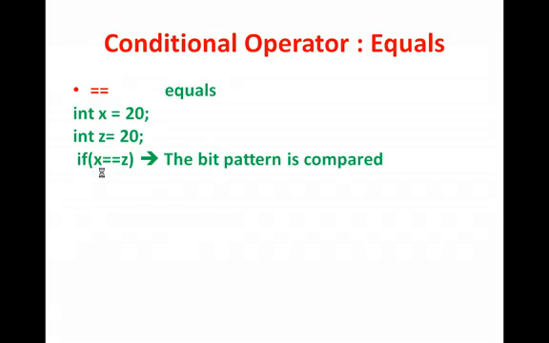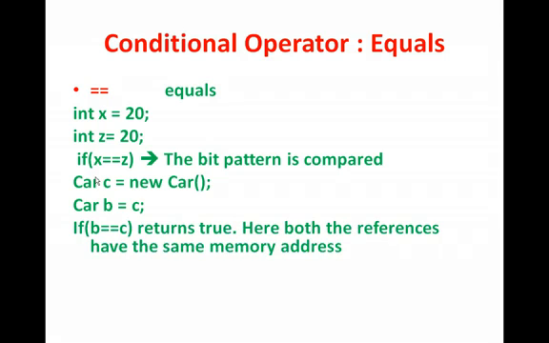Say I have declared int x is equal to 20 here and int z is equal to 20, and I'm using equals operator here. So this will compare the bit pattern that is there in the x and compare the bit pattern that is there in the z, and then it gives the result as true. But when you apply the same operator to the objects, say I have created an object known as car C is equal to new car, and I gave the same memory address to another reference known as B, car B is equal to C, and when I use this equals operator, this returns true.